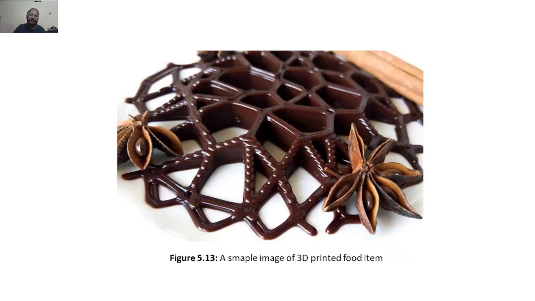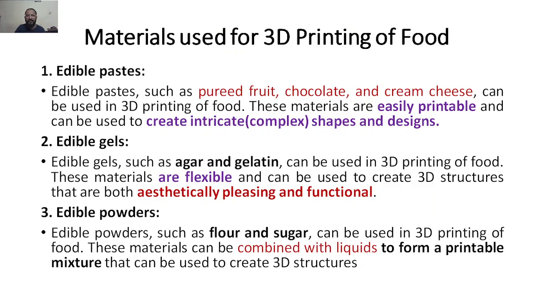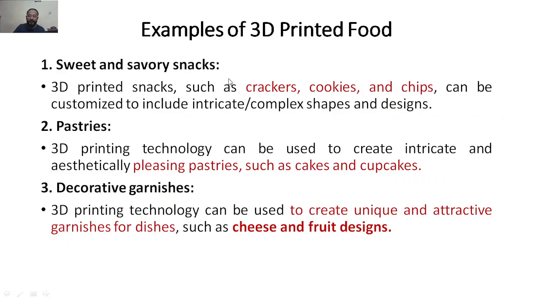So this is how the 3D printed food items look. A little bit adaptive, or I can say based on the different architecture or design we can have. So the materials: edible paste, edible gels, edible powders, and other materials also. That we will see.